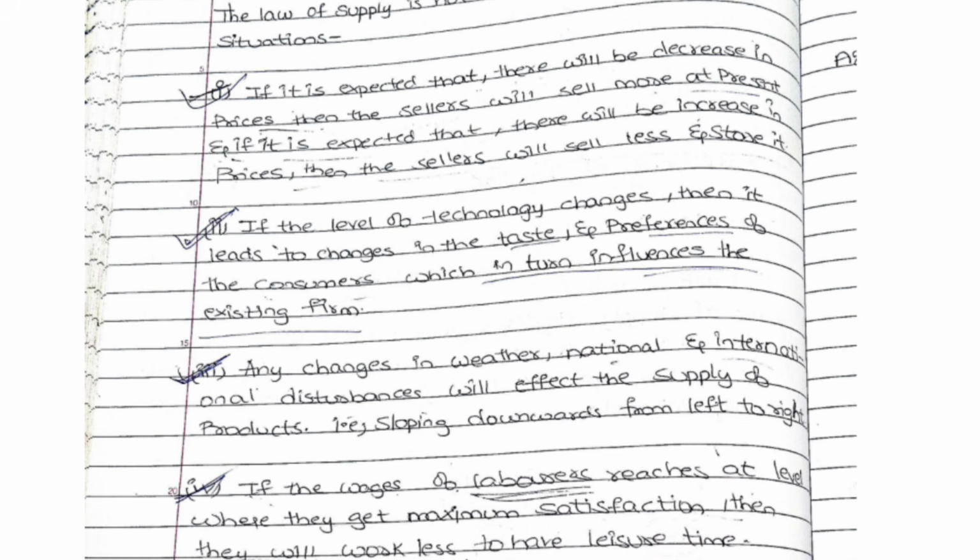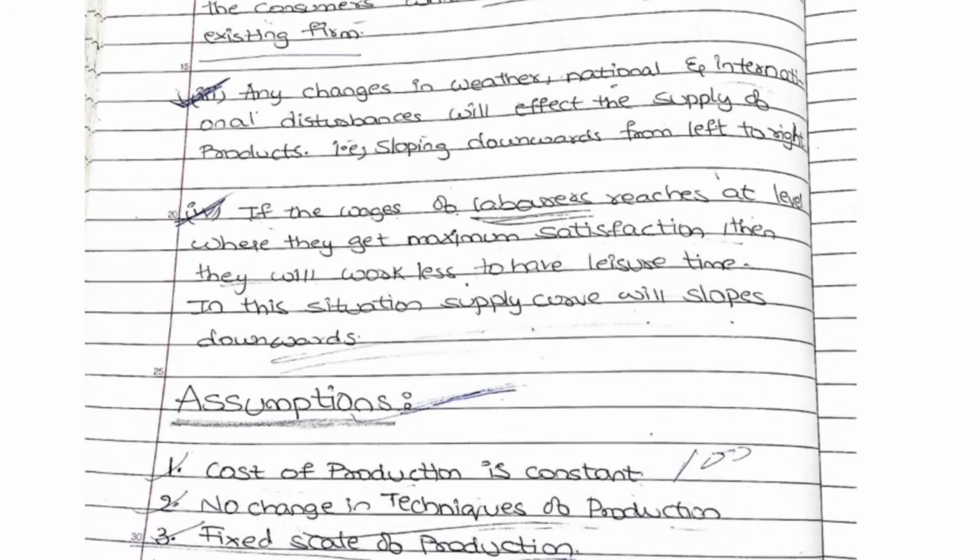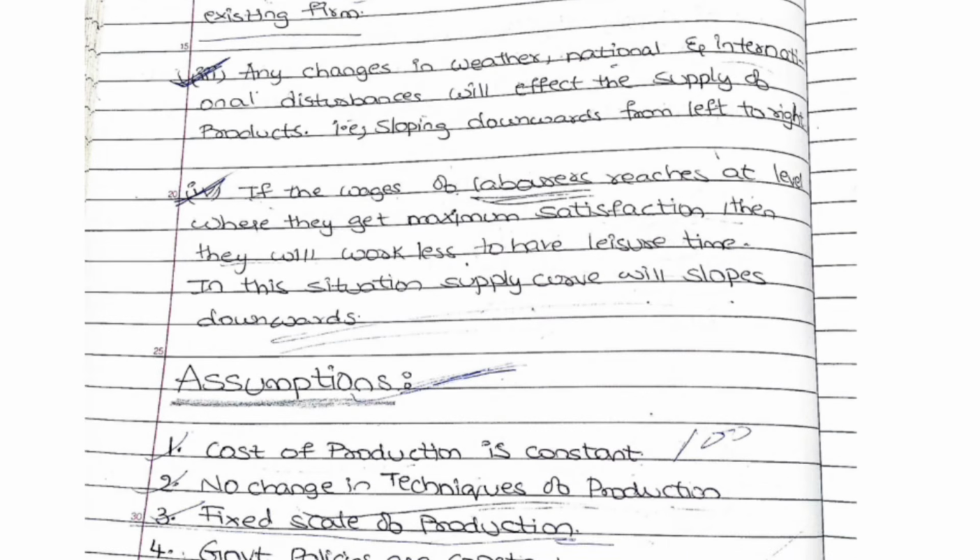Second one is, if the level of technology changes, meaning consumer taste and preference is changing, we can't apply this law of supply. Next, any change in weather, national and international, also any disturbances like coronavirus and any type of wars, at that time the supply was also very down, the prices were increasing, everything like that, no? In that case also this law will never work out.